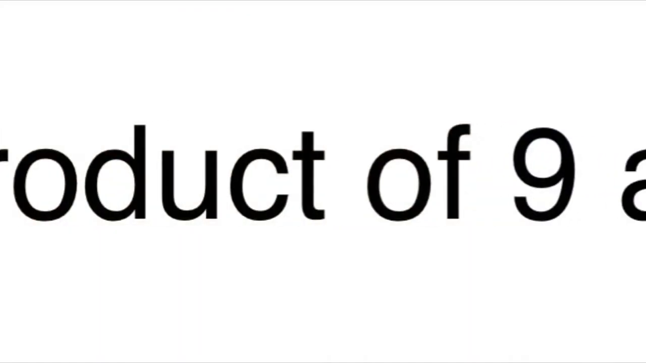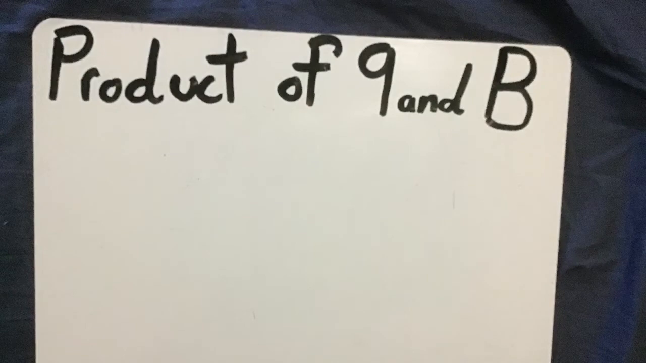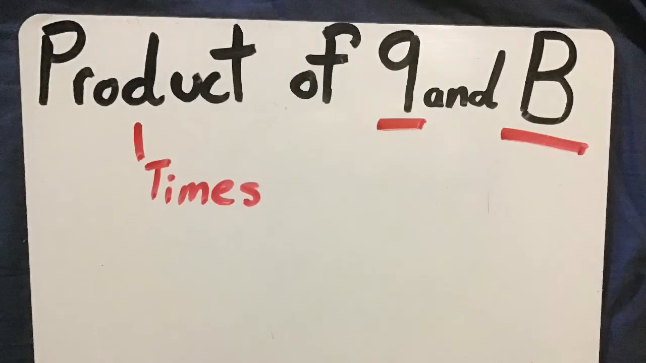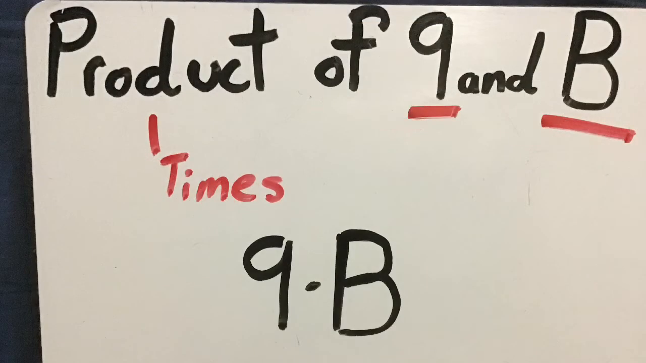Now let's try finding the product of 9 and b. Product means that I'm multiplying, or timesing, 9 and b. I can write that either with the 9 and the b touching or with a small dot between them.